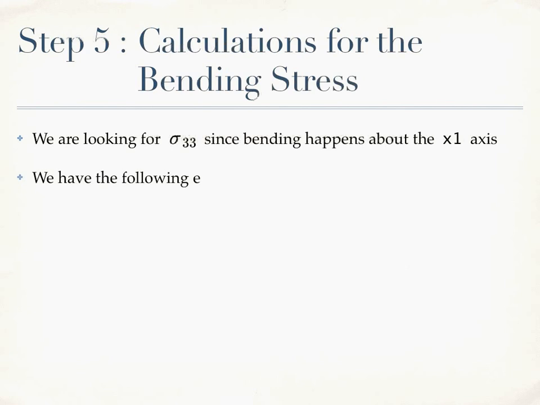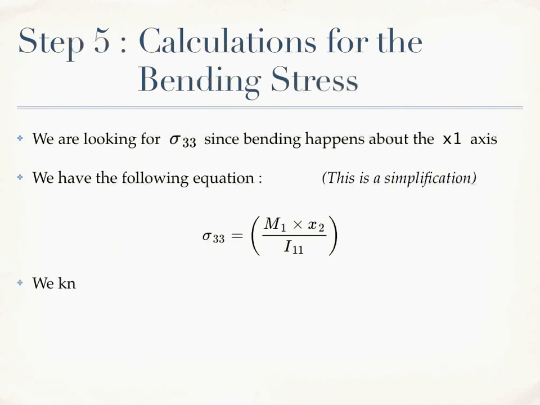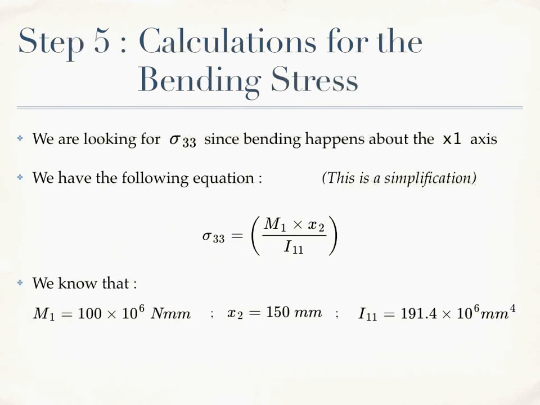To get sigma 33, we use the formula shown, and we plug in the values we calculated for the moment. The x2 value is the vertical distance from the center line of the top flange to the origin. Note that we have converted everything into Newton millimeters by multiplying by 10 to the power of 6. And we get a value for sigma 33 of 78.37 Newton per millimeter squared.